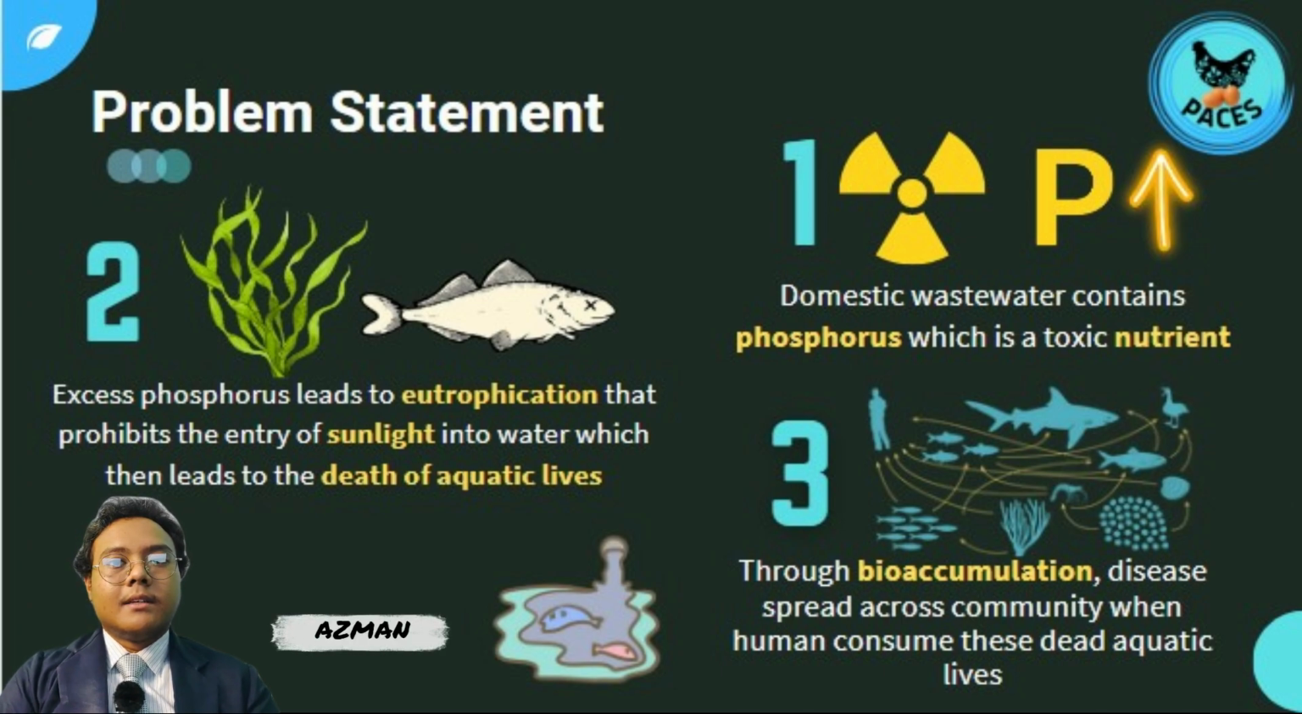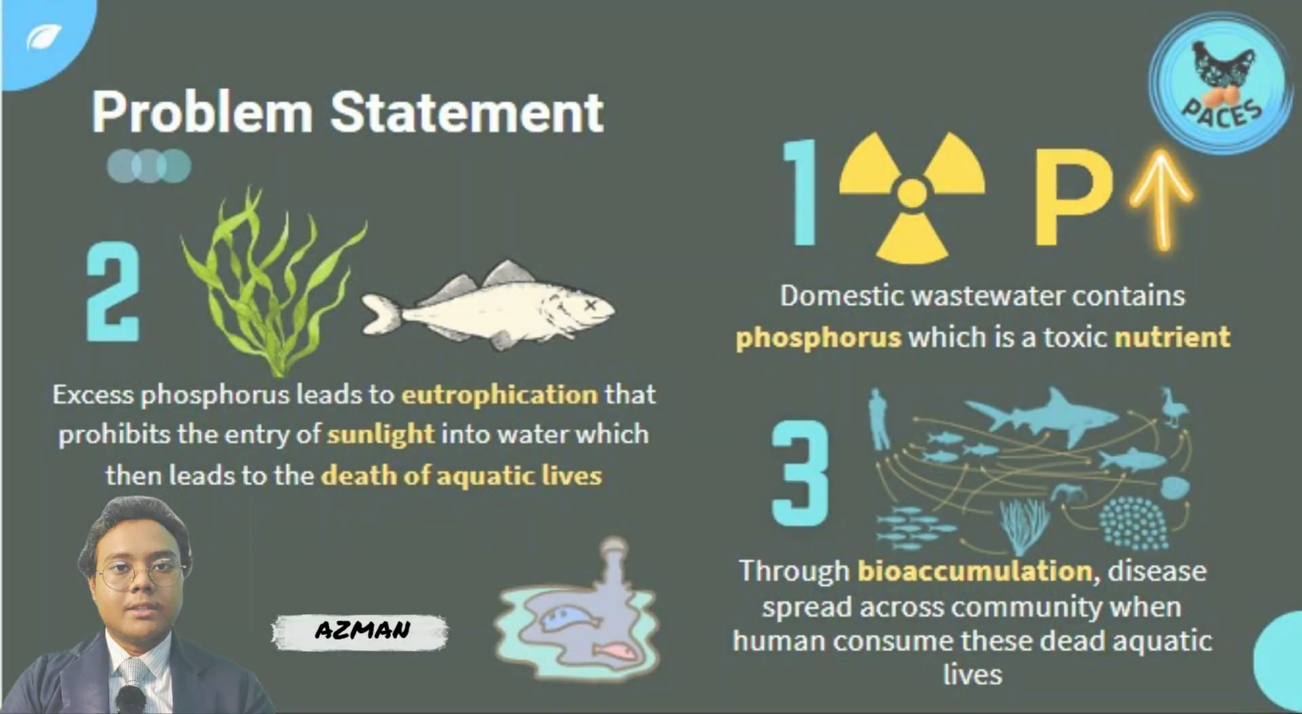Thank you, Daniel. The problem statement of our research is domestic wastewater contains phosphorus, which is a toxic nutrient. Excess phosphorus content in wastewater will lead to nutrient pollution, which then leads to eutrophication that prohibits the entry of sunlight into water through algal bloom. This results in the death of aquatic lives due to the hypoxic condition of water resources. Adverse effects come to humans when disease spreads across the community when they consume these dead aquatic lives due to bioaccumulation.